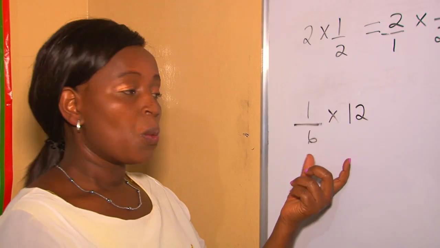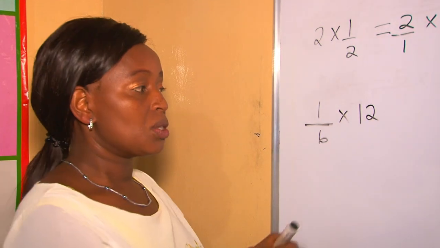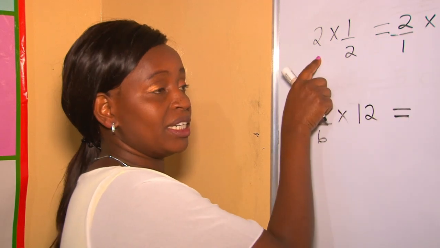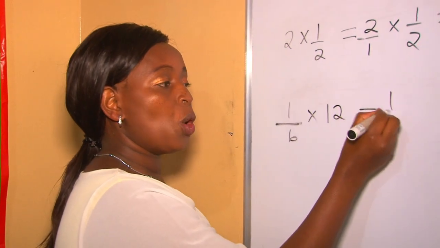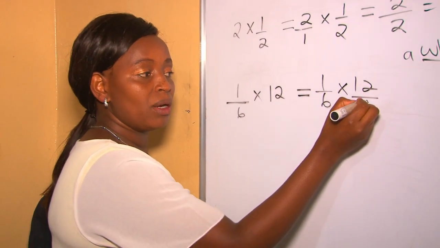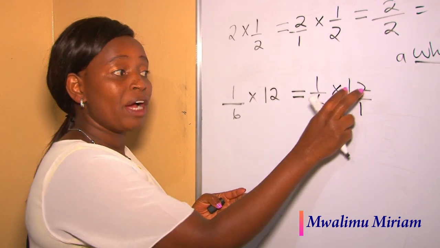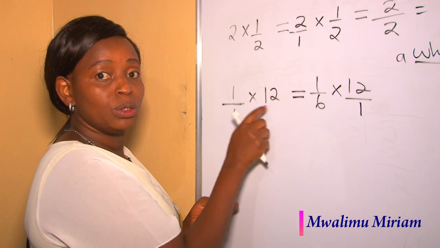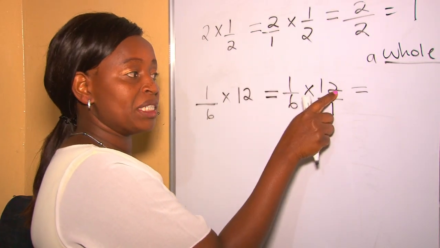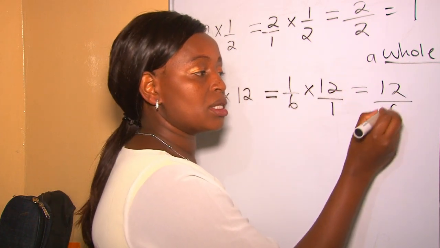This 1 we get here is what we call a whole. In this case, we are beginning with a fraction multiplied by a whole number. So we apply the same concept: where we have the whole number, we change it into a fraction by dividing by 1. Remember, any number divided by 1 is still that number. So 12 divided by 1 still goes back to 12. Our next step is multiplication. That is numerator times numerator, which is 1 times 12, it's 12. 6 times 1, it's 6.